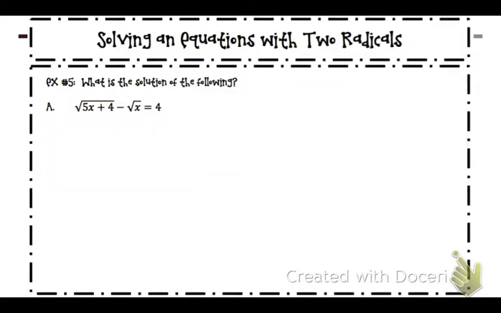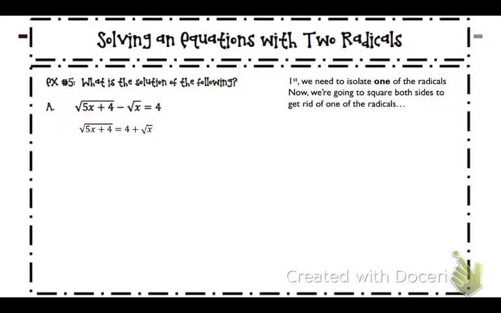Okay, let's look at this one. So we have 2 radicals now. So I'm just going to isolate one of my radicals, and I'm going to pick the 5x plus 4 because it's bigger. So I'm going to isolate that one. So I'm going to add the square root of x over. So I have the square root of 5x plus 4 equals 4 plus the square root of x. Now I need to get rid of the square root of 5x plus 4. So I'm going to square both sides.